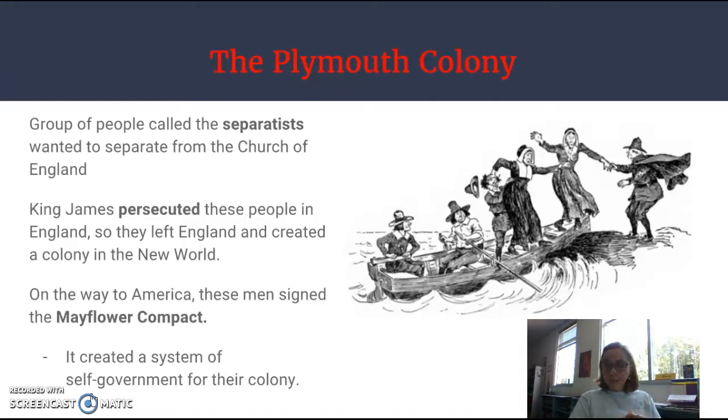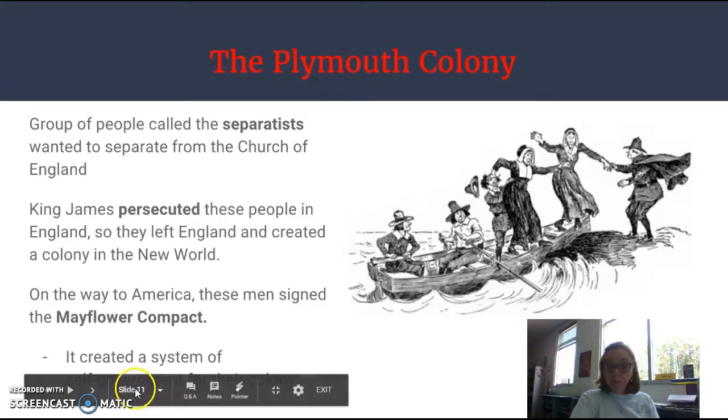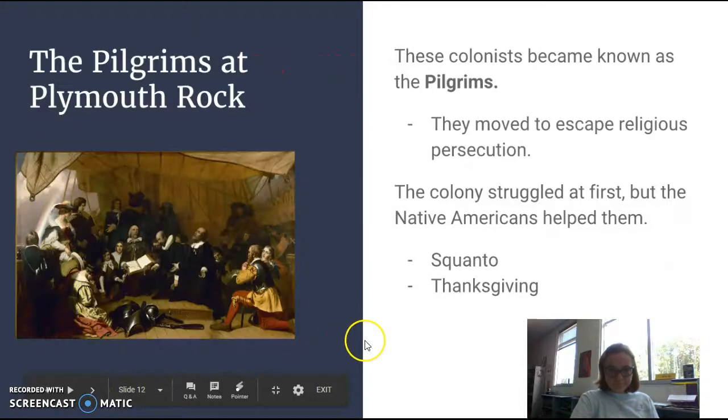And when they said that, King James persecuted them. He treated them very badly. So they left England and created a colony in the New World. They thought that they could be in charge of themselves and that they could be separate from the Church of England. On the way to America, these men signed the Mayflower Compact, which created a system of self-government for their colony. It's really important. They became democratic in nature.